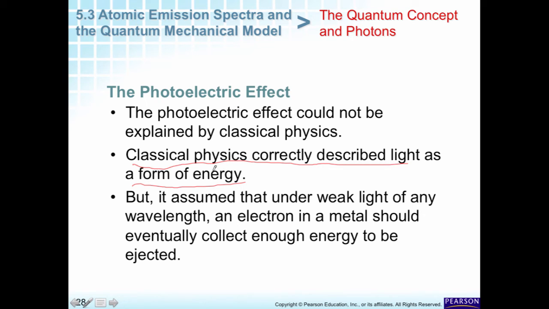But it assumed that under weak light of any wavelength, an electron in a metal should eventually collect enough energy to be ejected. So it's saying that if you kept on shining light on something, it would get hot enough that it would eject the electron. Well, that's not what the photoelectric effect is saying either, necessarily. It's actually a little bit different. If you're shining a white light that has all the energies in it, maybe they could appear to do it, but that wasn't really the real reason.